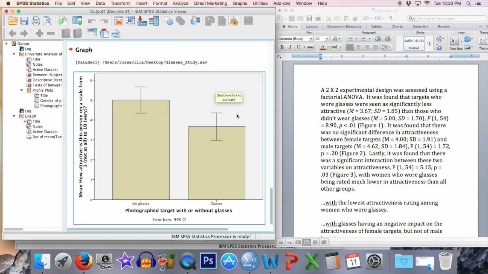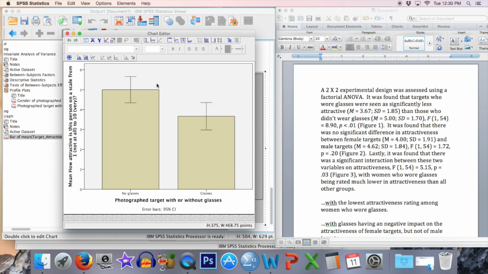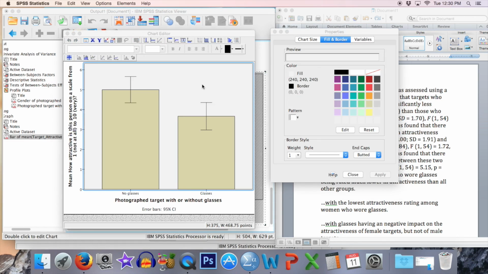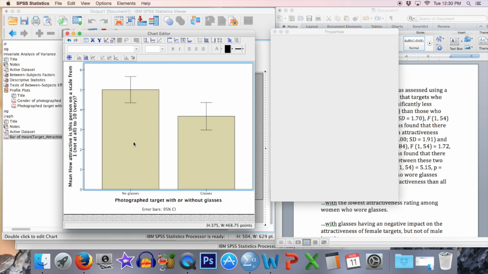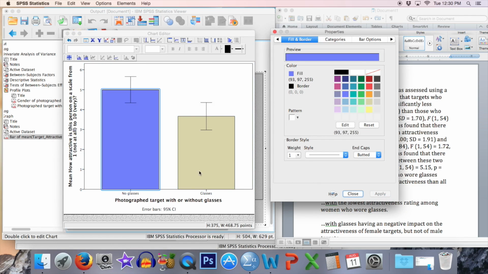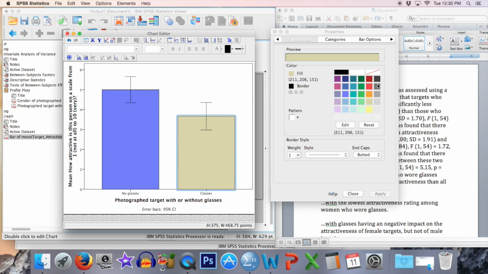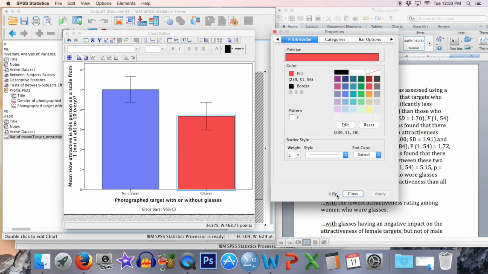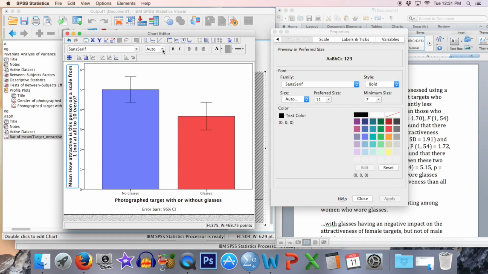So again, let's go ahead and edit this graph a little bit. So I'm going to make the background white, make it pop out. I like to make each bar a different color. So we can make the no glasses group maybe blue, and the glasses group red. And then again, we just want to make all the text legible. So a 12-point font.